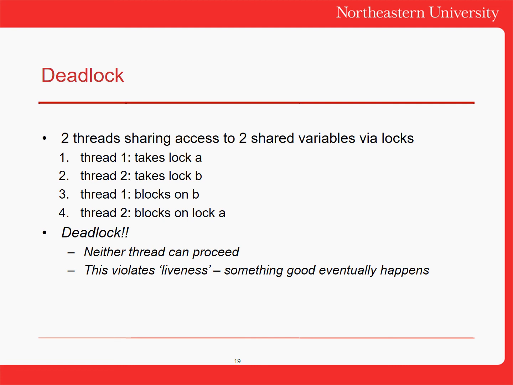Now note what's happened here. Neither thread can proceed because thread 1 holds lock A and is waiting for lock B, and thread 2 holds lock B and is waiting for lock A. Neither of them can proceed because they're waiting for each other. So what we have here is a deadlock or a deadly embrace. And this violates the liveness property of a system. And liveness basically means that something good eventually happens. The only way something good can happen here is if one of the threads releases its lock.